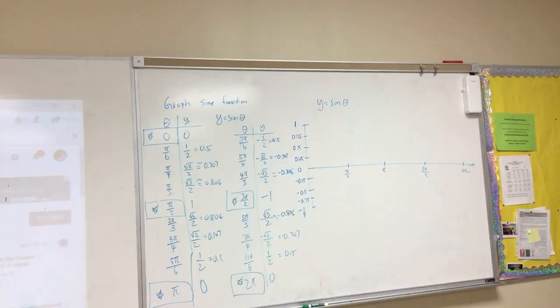3 pi, 1, 2, 3. Pi over 2. Negative 1. 3 pi over 2. I can't even connect the line right.